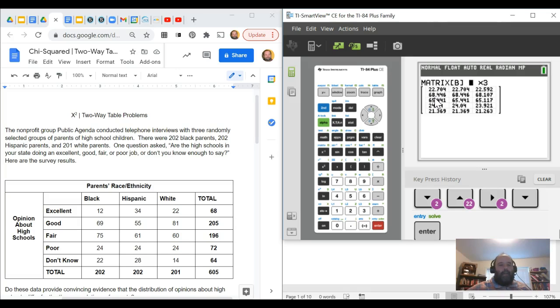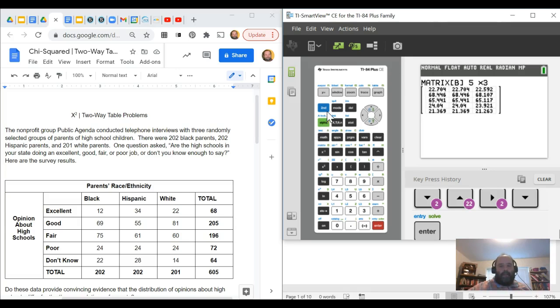If you look down to the poor, we got exactly what we would expect. They're all in line with each other. The fair are not too far off, right? It's in that good and excellent range where we see some disparity here. It's one of those things where you get a chance to figure out where the contributions are.